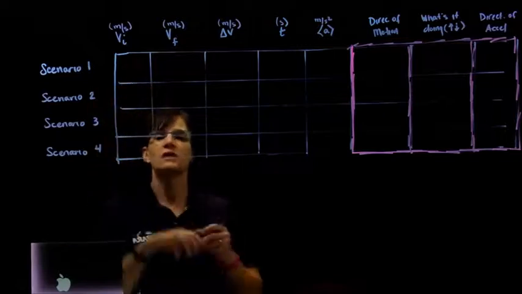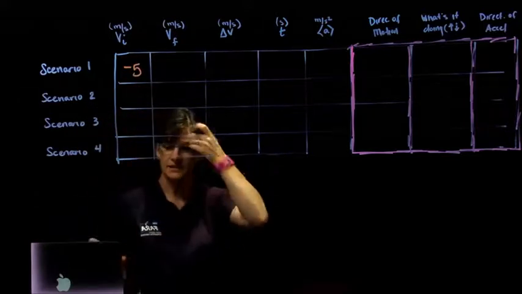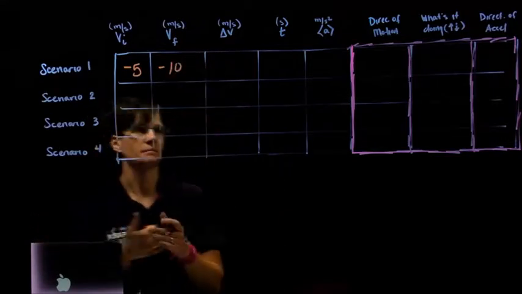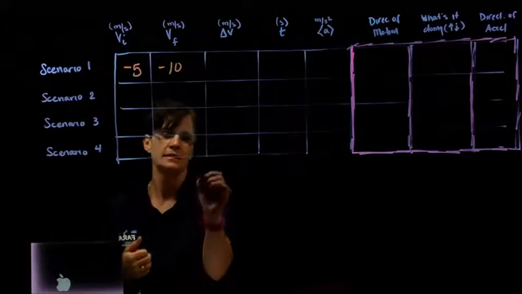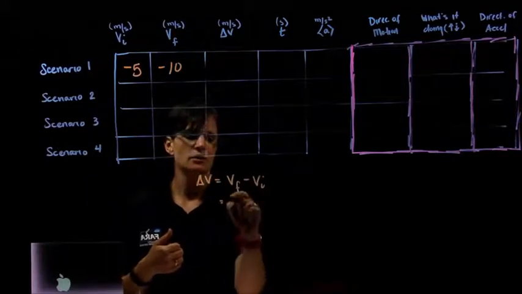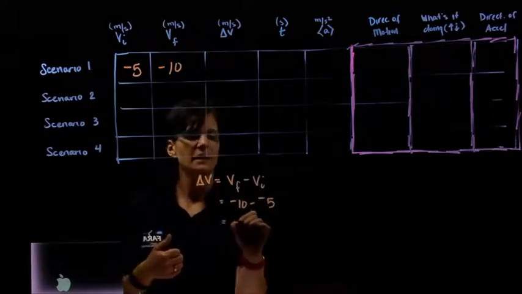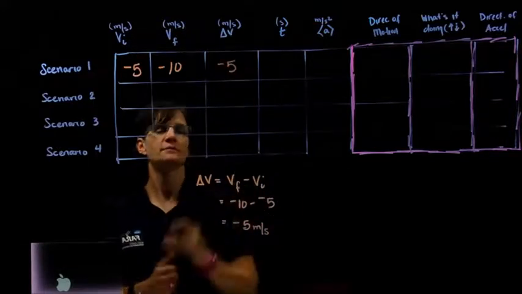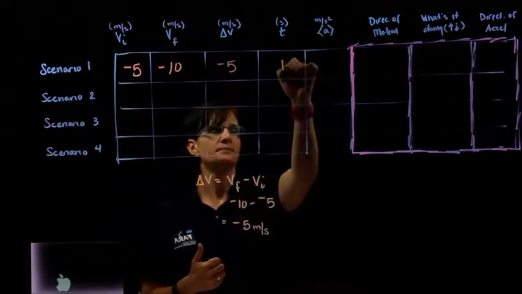So scenario 1, our initial velocity is minus 5 meters per second. It goes from minus 5 to minus 10, so it gets to minus 10 meters per second. So my change in velocity, delta V, is equal to V final minus V initial. So minus 10 minus a minus 5, I get minus 5 meters per second. So my change in velocity is minus 5. What is my time? It says it does this in 1 second.